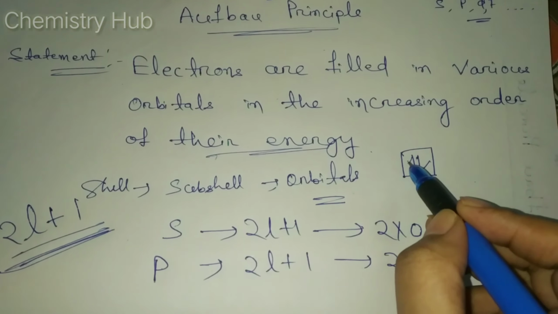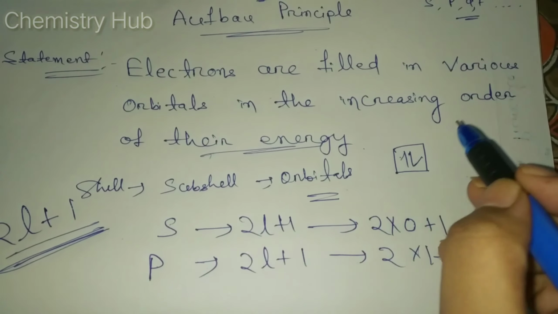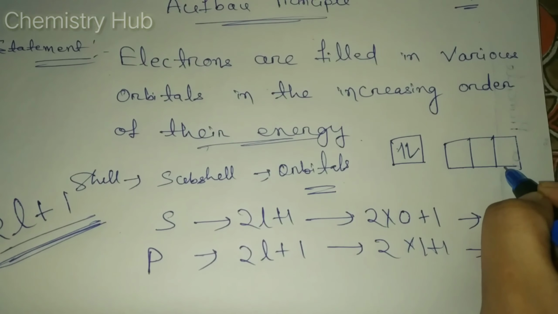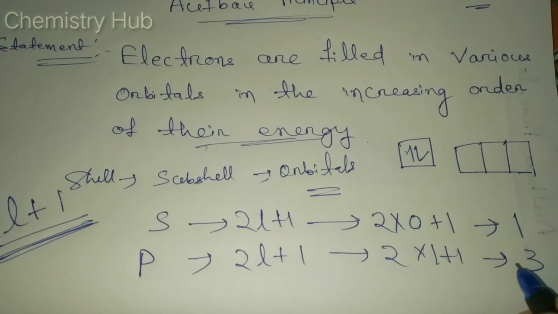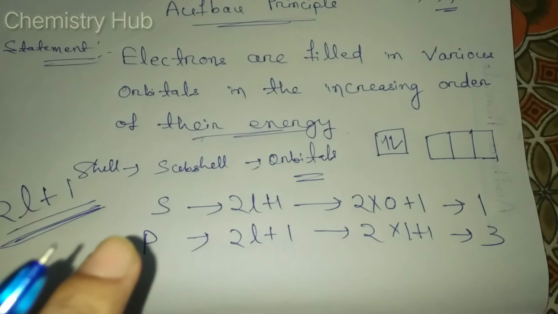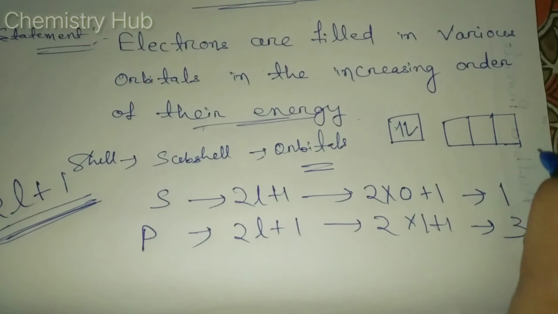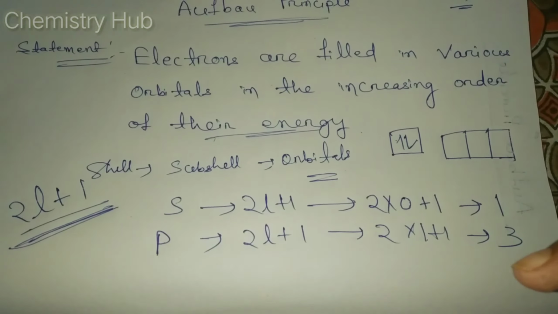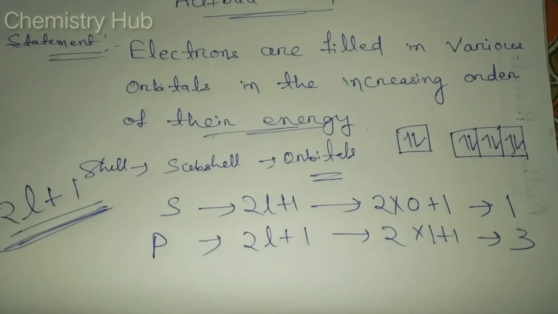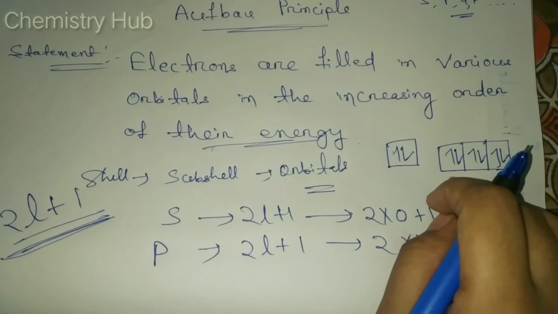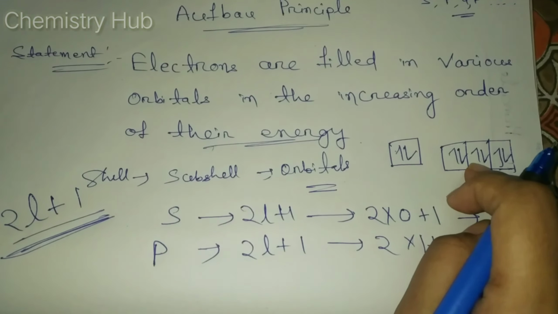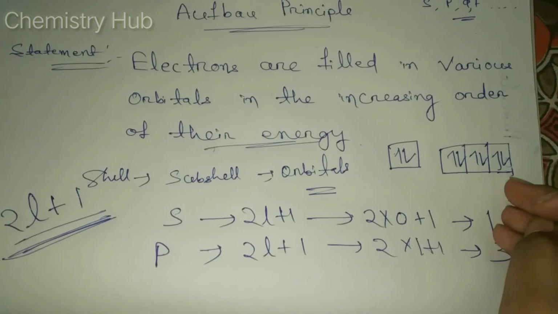And I previously told you one orbital can consist of only 2 electrons. So here you get p subshell consists of 3 orbitals. So how many electrons are present in the p subshell? As there are 3 orbitals present in the p subshell, 6 electrons can be present in the p subshell, because we know one orbital consists of 2 electrons. So the maximum number of electrons in the p subshell is 6.